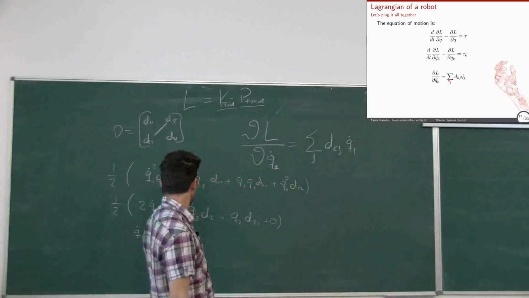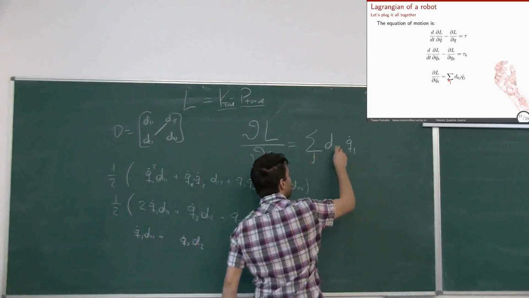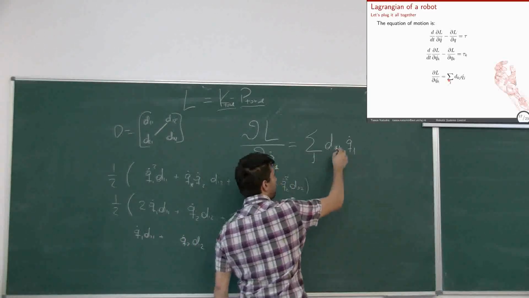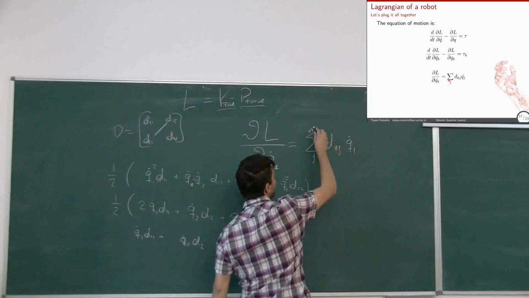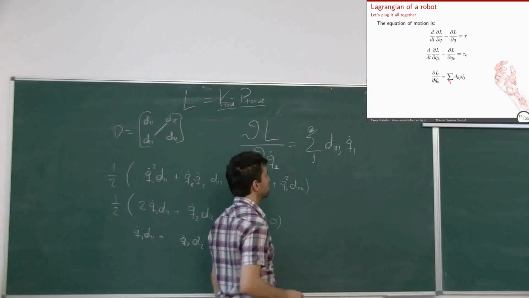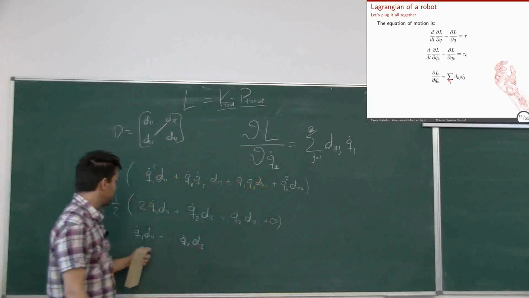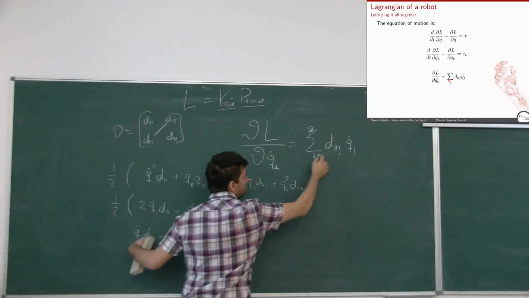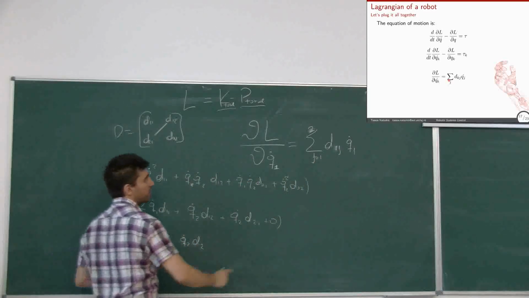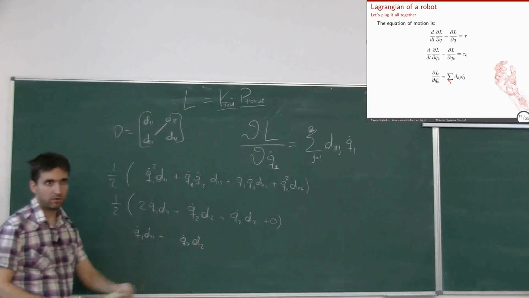So if k is 1, it is the sum, in our example, of d_1j q_j dot, where j is 1 until n, or in our case, it will be 2 joins. So from j equals 1 until 2. So q1 dot times d11 plus q2 dot times d12. Okay?